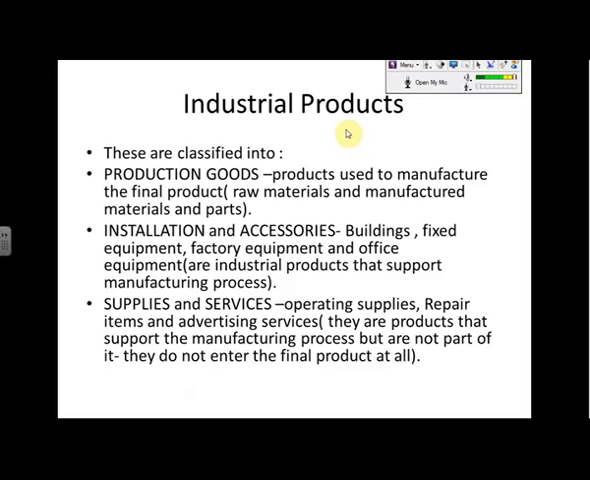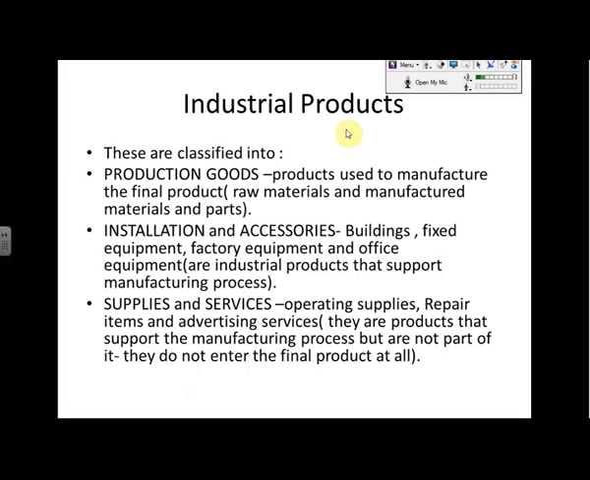Industrial products are also classified as installation and accessories. Right? What are these? These are buildings, fixed equipment, factory equipment, and office equipment. And are industrial products that support manufacturing what? Process. Right? They support the manufacturing process and are not used for manufacturing the final what?